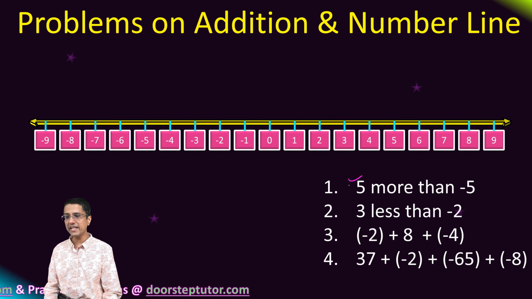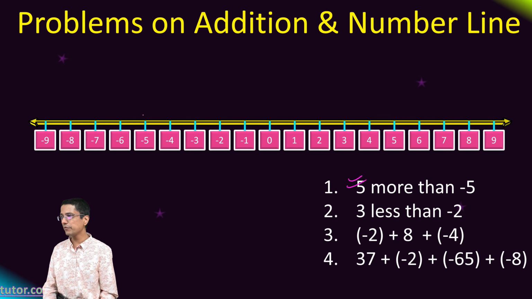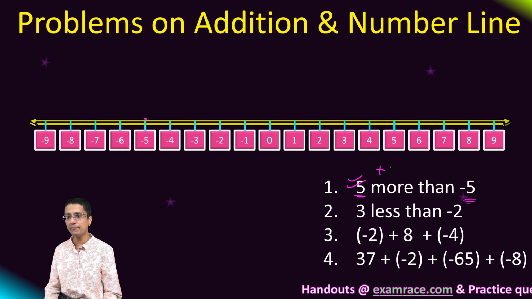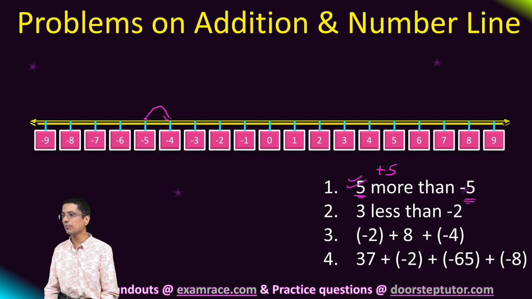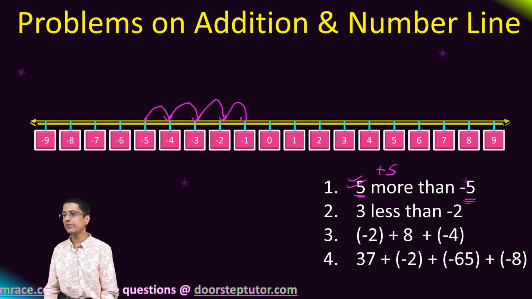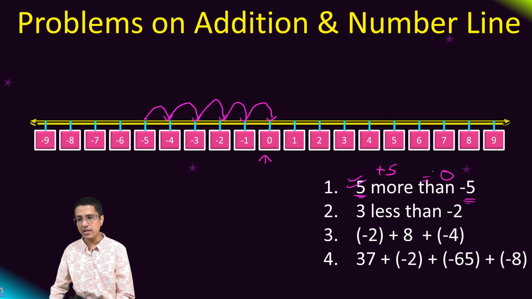The first problem says: let's find a number which is 5 more than minus 5. So we start with the number minus 5, and I have to do 5 more, which means that I have to add plus 5. To add plus 5, we know that we have to jump towards the right by magnitude 5. And when we do 5 jumps, we come to 0. So this answer comes out to be 0.